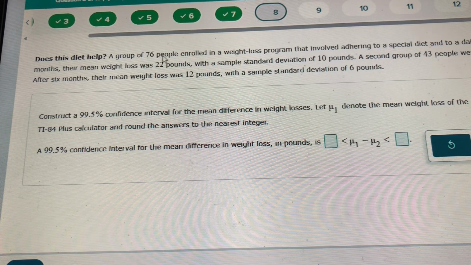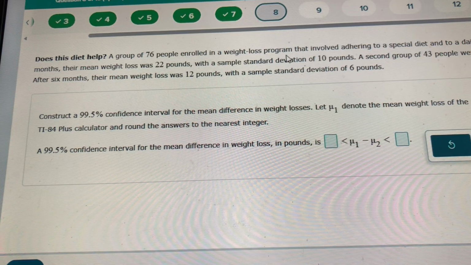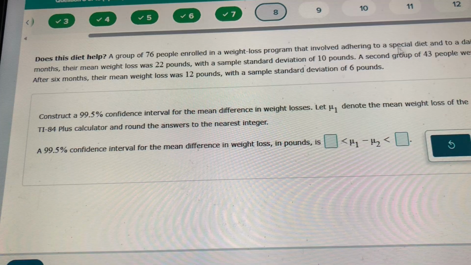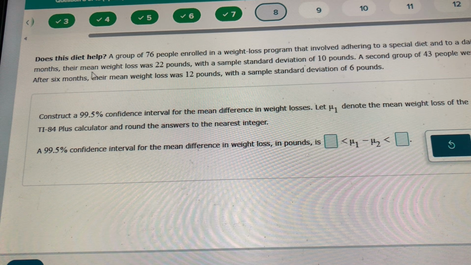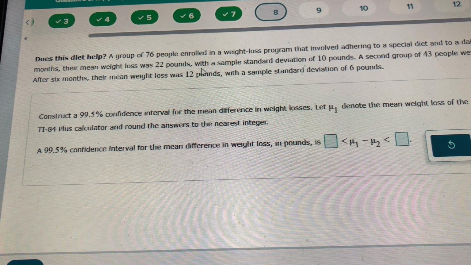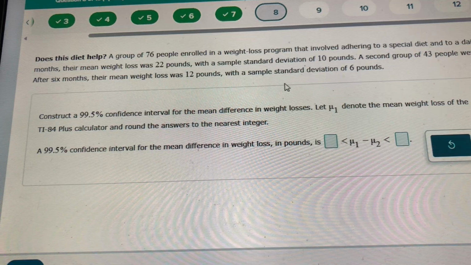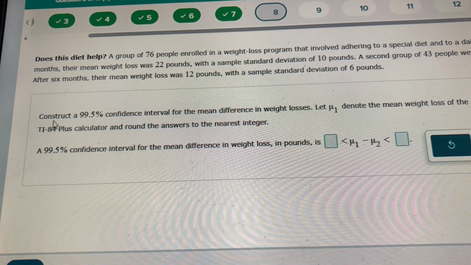There's a group of 76 people enrolled in a weight loss program that involves adhering to a special diet and to a daily exercise program. After 6 months, their mean weight loss was 22 pounds with a sample standard deviation of 10. Well, sample standard deviation, we're definitely doing a t-test. There's a second group of 43 people that went on a diet but didn't exercise. So their mean weight loss was 12 and a sample standard deviation of 6. Construct a 99.5% confidence interval for the mean difference in weight losses. And mu1 is the group that did the exercise.